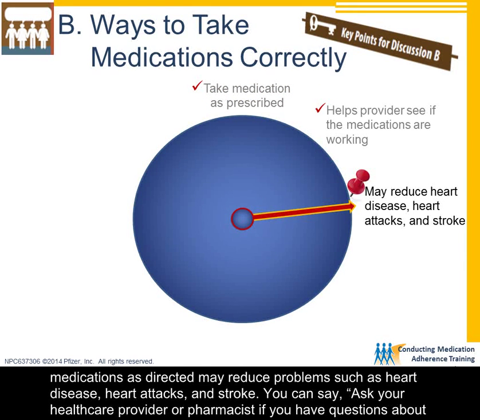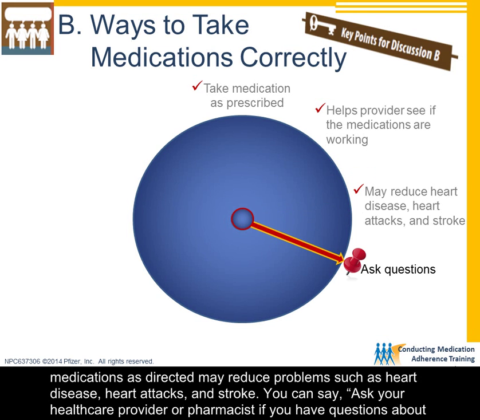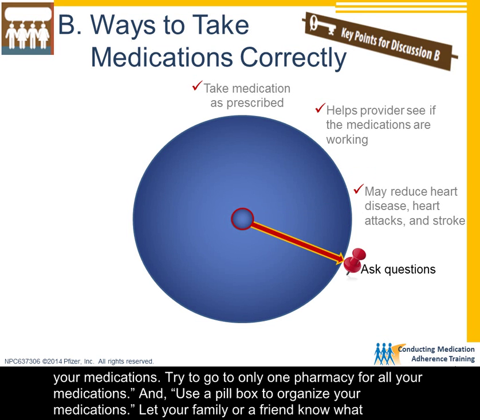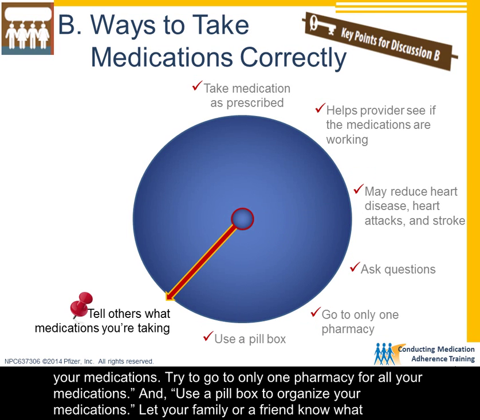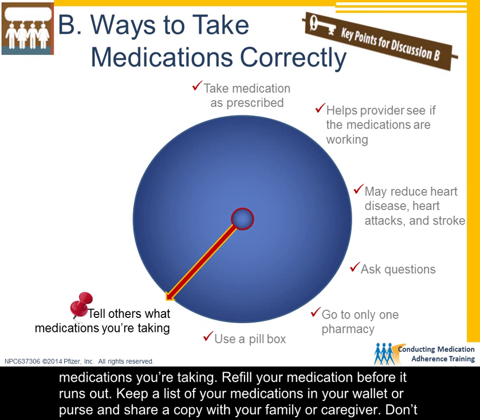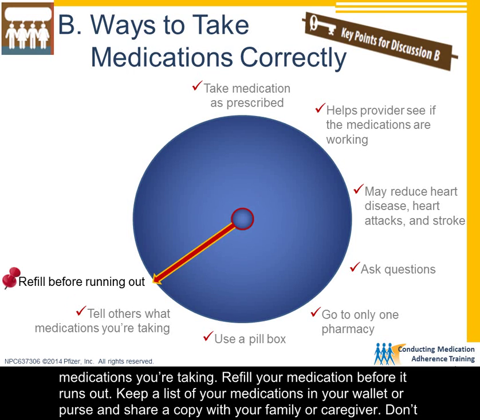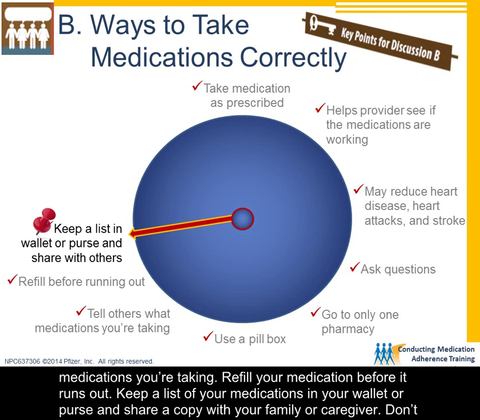You can say, ask your healthcare provider or pharmacist if you have questions about your medications. Try to go to only one pharmacy for all your medications, and use a pill box to organize your medications. Let your family or a friend know what medications you're taking. Refill your medication before it runs out. Keep a list of your medications in your wallet or purse and share a copy with your family or caregiver.